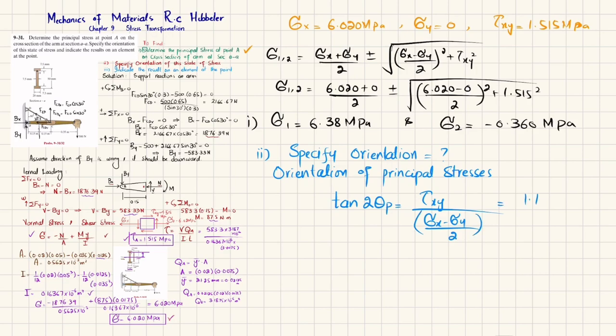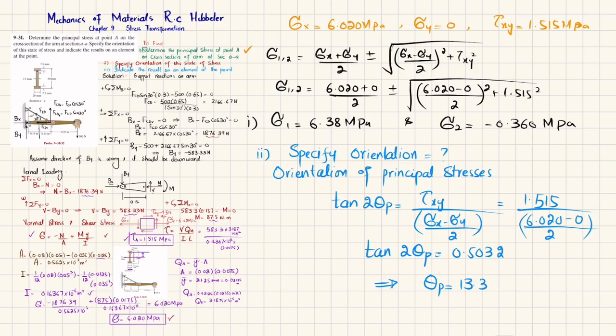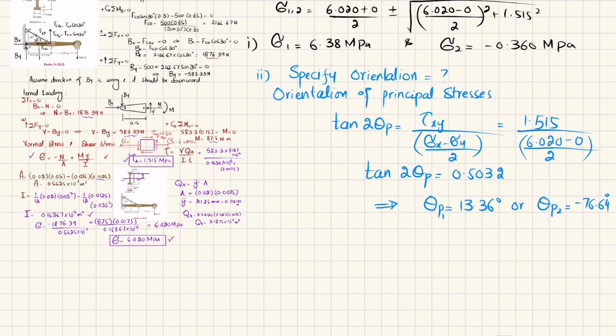Tau is 1.515 divided by 6.020 minus 0 divided by 2. So you will get tangent of 2 theta p equal to 0.5032. And when you solve this for theta p, you will get theta p1 equal to 13.36 degree, and theta p2 equal to minus 76.64 degree. So we will now specify these principal stresses on the element.